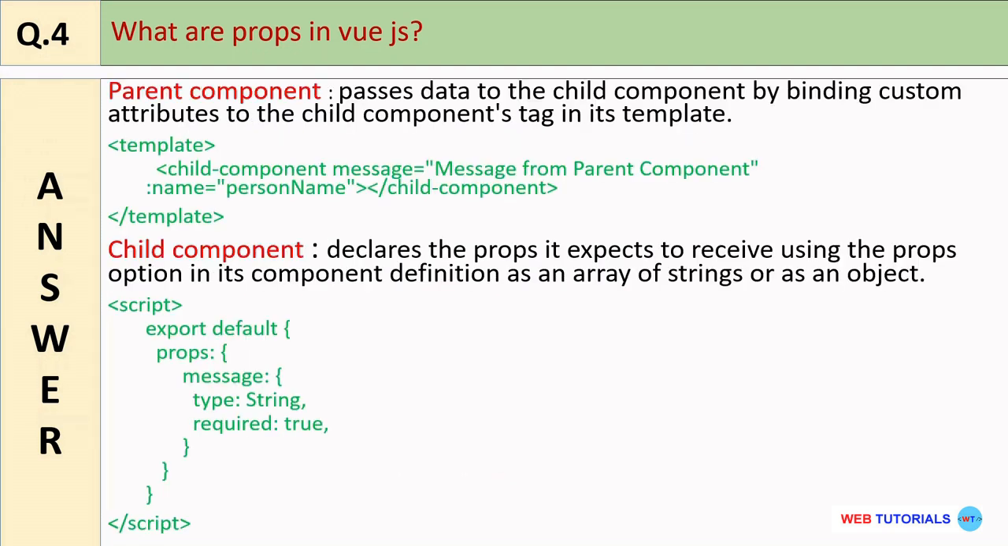In the example code, you can see the parent component passes data to the child component by binding custom attributes to the child component tag in the template. And the child component declares the props it expects to receive using the props option in its component definition.